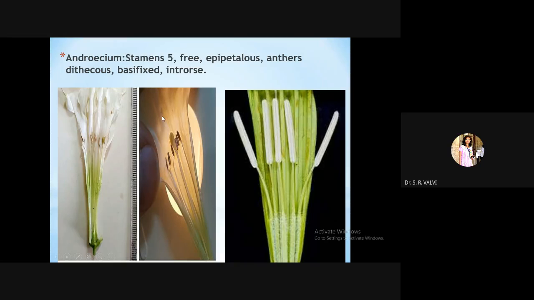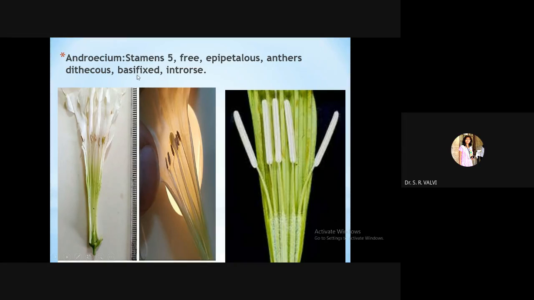Introrse means what? These anthers are located with their face towards the center, and the dehiscence of the pollen grain is towards the center, not towards the periphery. So hence this term is introrse condition. So how many stamens? Five. Then epipetalous, dithecous, basifixed and introrse.